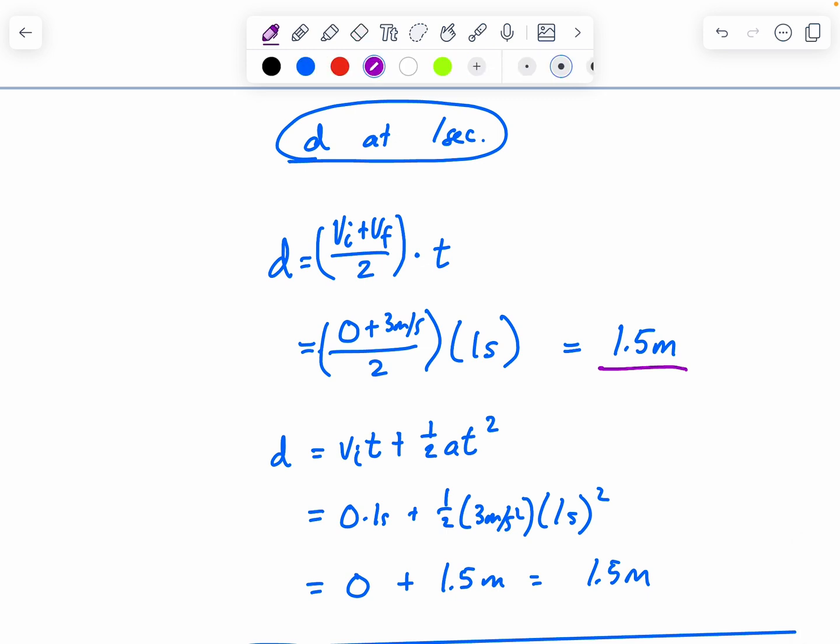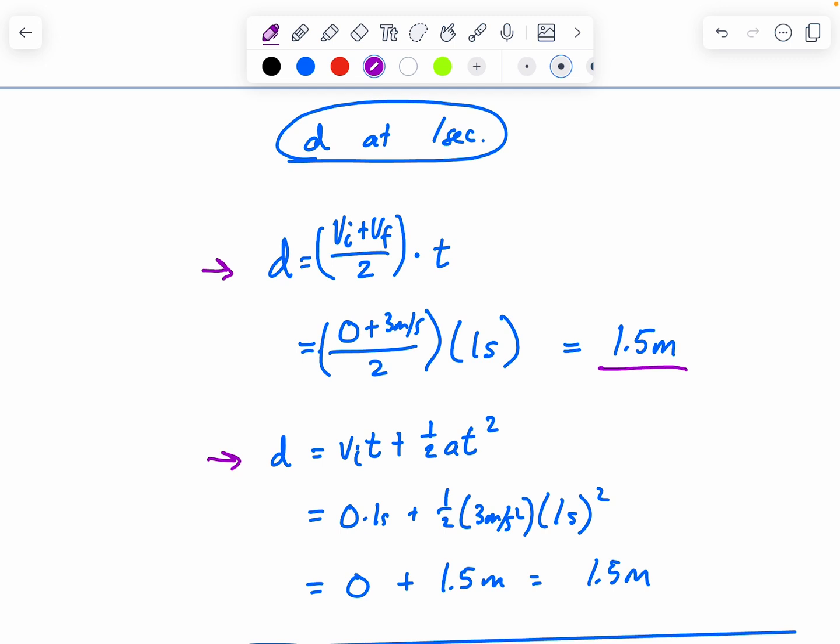The first equation is the average velocity times the time. The second one is the initial velocity times time plus 1/2 at squared. And notice you get the same answer. So at 1 second, if I plug this in, we started at 0, we're ending at 3, dividing by 2, that gives me 1.5 times 1 second, gives me 1.5 meters.